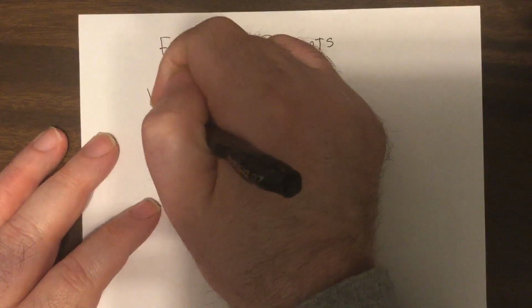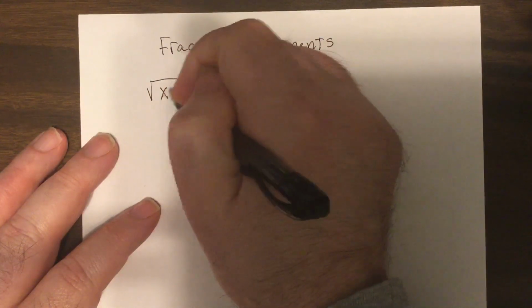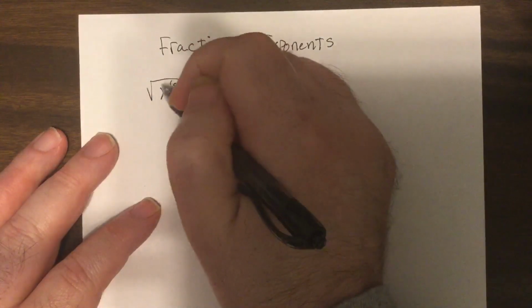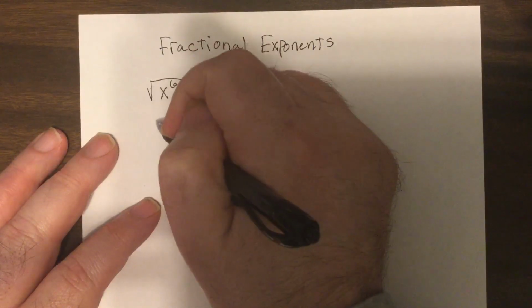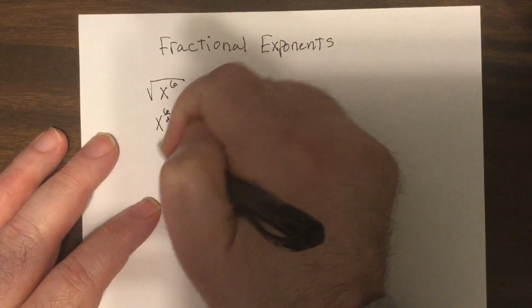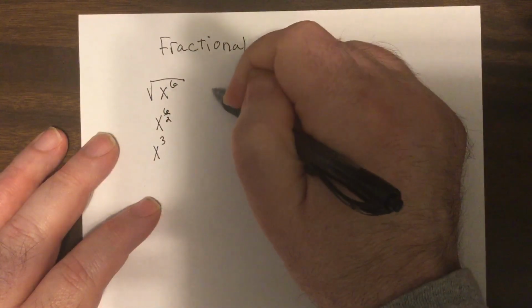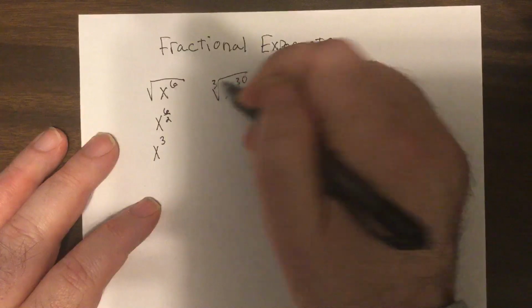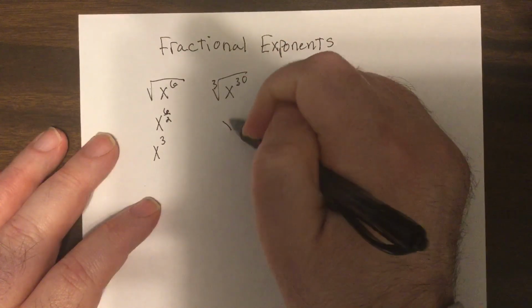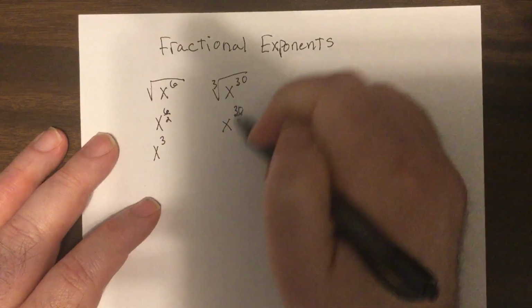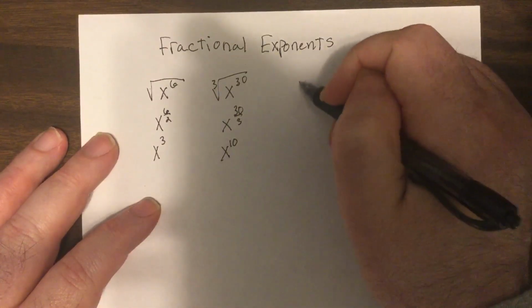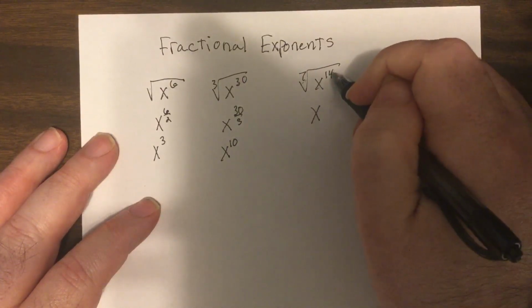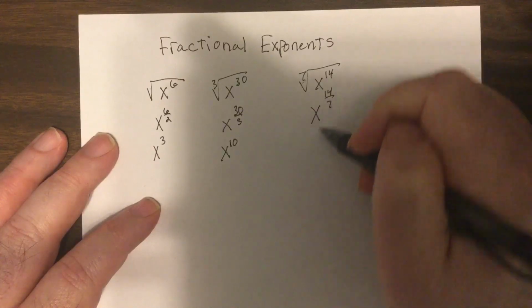Fractional exponents. If you remember a week or two ago, if I said, what's the square root of x to the 6th, you would say, oh, you divide the power by the index. So it'd be x to the 6th over 2, which is x to the 3rd. If I said, what's the cube root of x to the 30th? Again, it's the power divided by the index. So it'd be x to the 30 over 3, which is x to the 10th. If I said, what's the 7th root of x to the 14th? Again, you would say it's the power divided by the index.